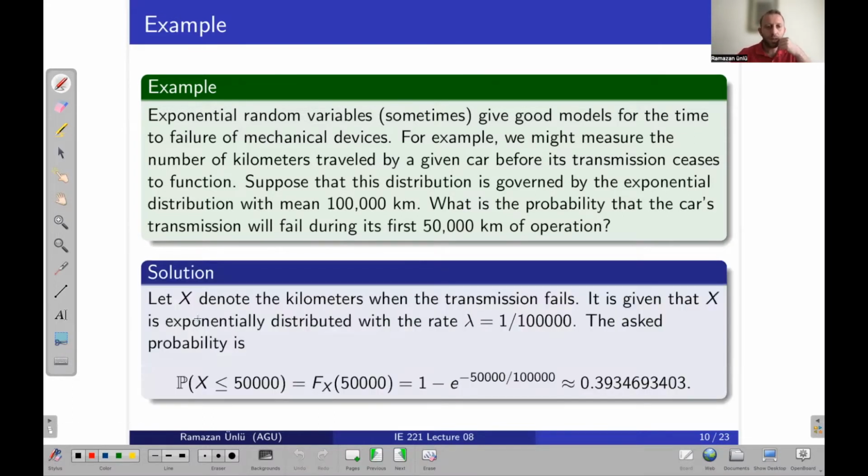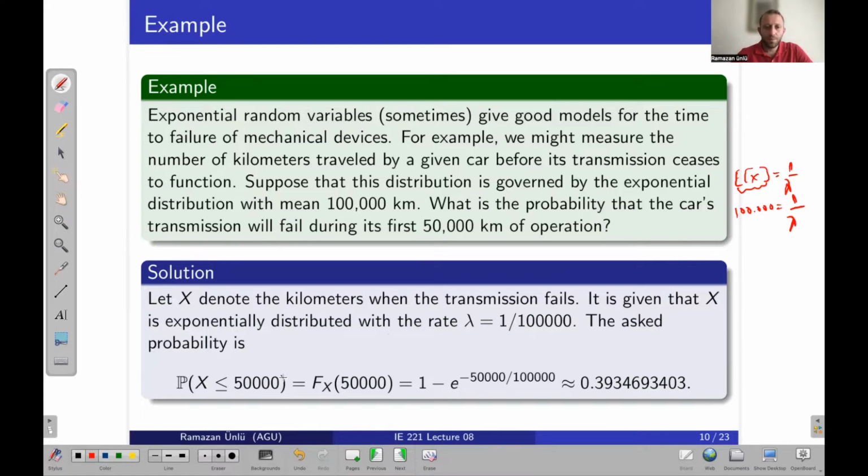So let X denote the kilometers when the transmission fails. It's a random variable. It is given that X is exponentially distributed with the rate lambda equal to 1 over 100,000. How do we get this value? Remember that the expected value of the exponential distribution is 1 over lambda, and that is the mean of the distribution. That is given, which is 100,000 equal to 1 over lambda. So lambda will be 1 over 100,000.